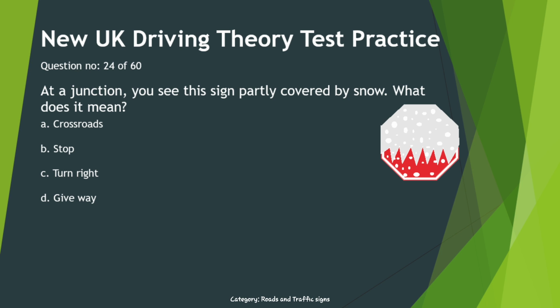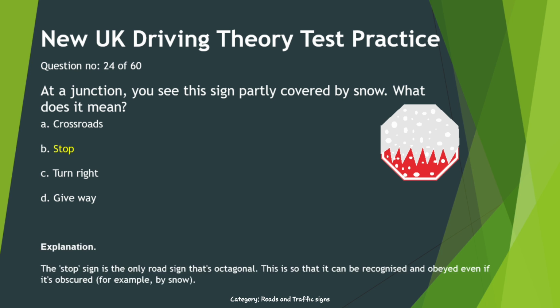Question 24 of 60. At a junction, you see this sign partly covered by snow. What does it mean? A. Crossroads. B. Stop. C. Turn right. D. Give way. The correct answer is B. Stop. Explanation. The stop sign is the only road sign that's octagonal. This is so that it can be recognized and obeyed even if it's obscured, for example, by snow.